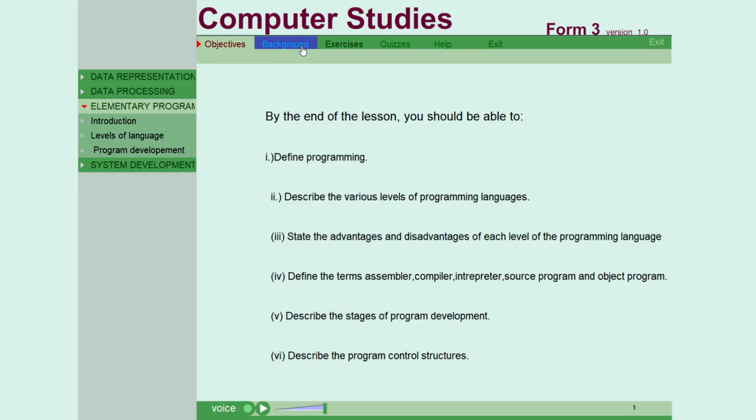Describe the stages of program development. Describe the program control structures. And define and develop algorithm, pseudocode, and flowchart.